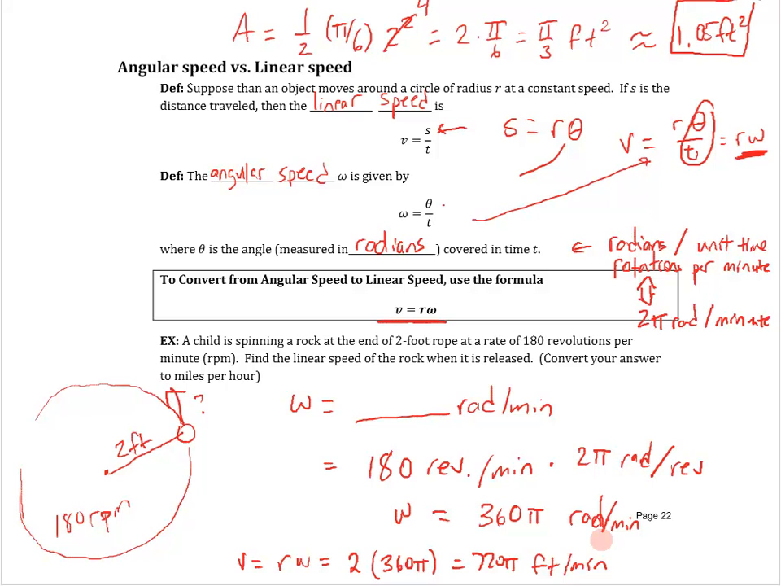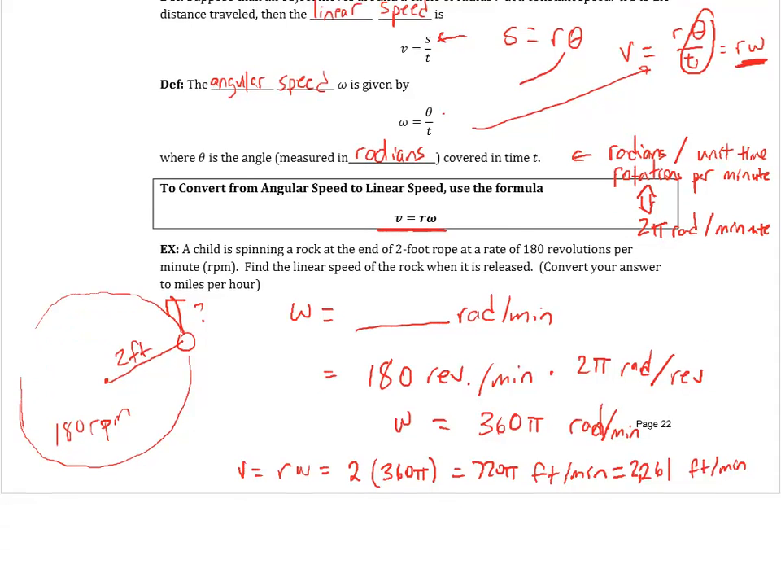If you multiply that out, you get 2,261 feet per minute. I just multiplied 720 times pi. So you see what I did? I just took the radius times the number of radians per minute. To get radians per minute, I took revolutions per minute times 2 pi, since there's 2 pi radians in every revolution. I really want to know how fast this is, so let me get a little more space.